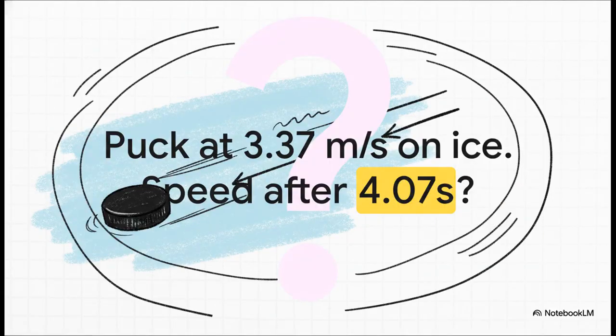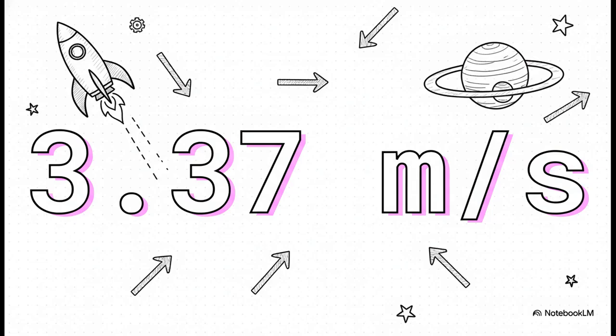Okay, let's put this idea to the test. Let's do a little thought experiment. Picture a hockey puck just gliding across perfectly smooth, totally frictionless ice. It's moving along at a nice 3.37 meters per second. Now, if there are absolutely no other forces acting on it, what do you think its speed will be about 4 seconds later? And the answer is, you guessed it, exactly the same, 3.37 meters per second.